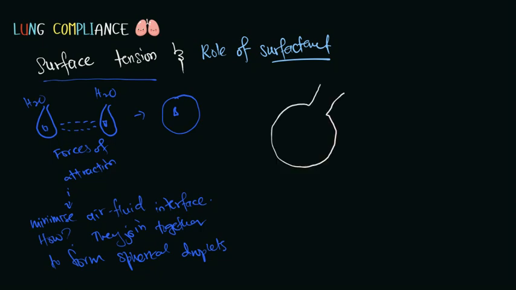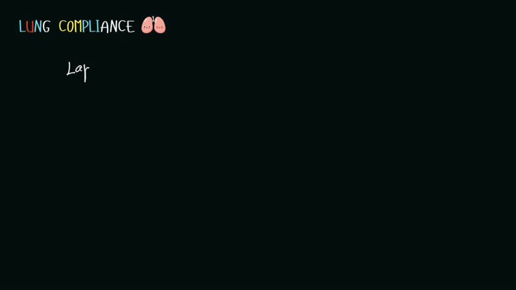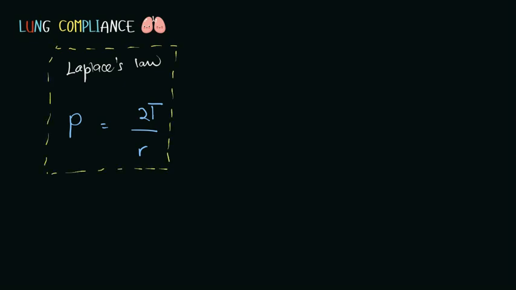So depicting this in an alveolus, you have water molecules in the alveolus. The forces of attraction between water molecules will force the alveolus to collapse inwards, like so. Opposing this force to expand the alveolus is the alveolar transpulmonary pressure. The alveolus obeys Laplace's law, where pressure, surface tension, and radius are related. P is equal to 2T over R. P is transpulmonary pressure, T is surface tension, and R is the radius of the alveolus.